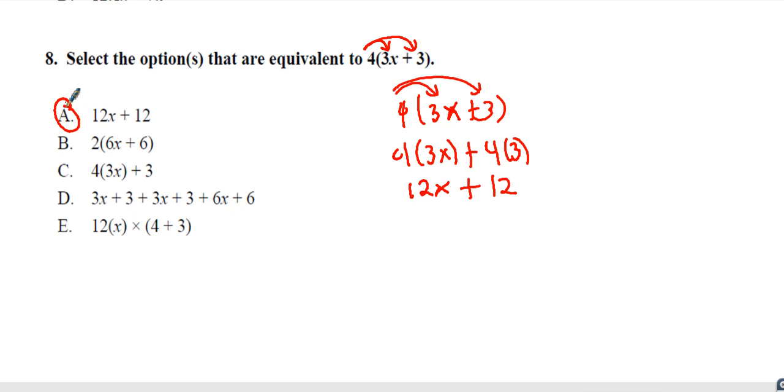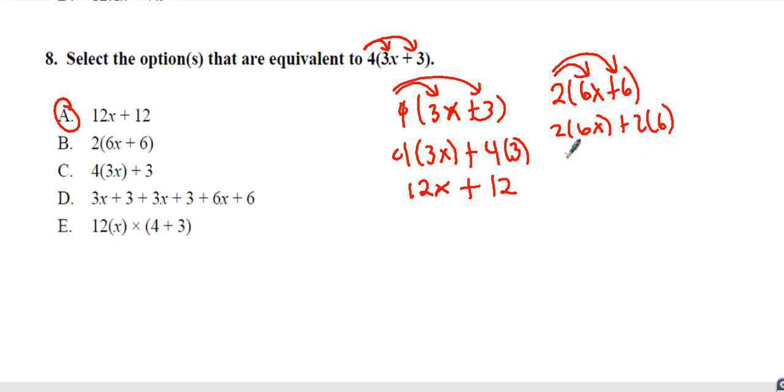Well, if I take B, rewrite B. So here the key is to go ahead and just rewrite them to see which ones are equivalent. So 2 times 6x and 2 times 6. 2 times 6x is 12x. 2 times 6 is 12. So again, that works.